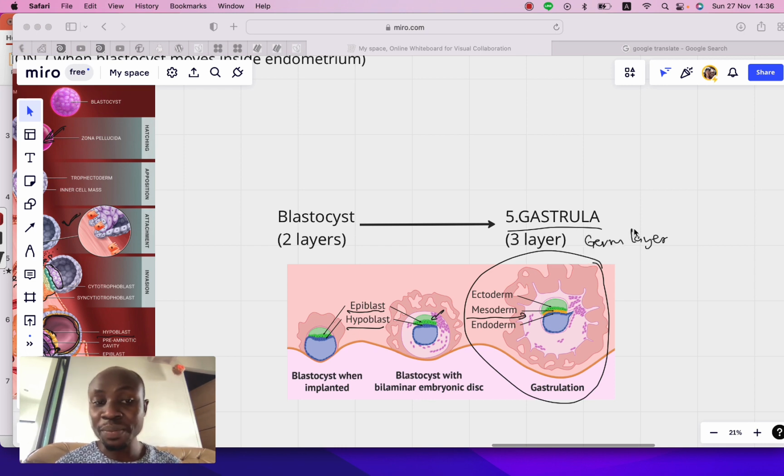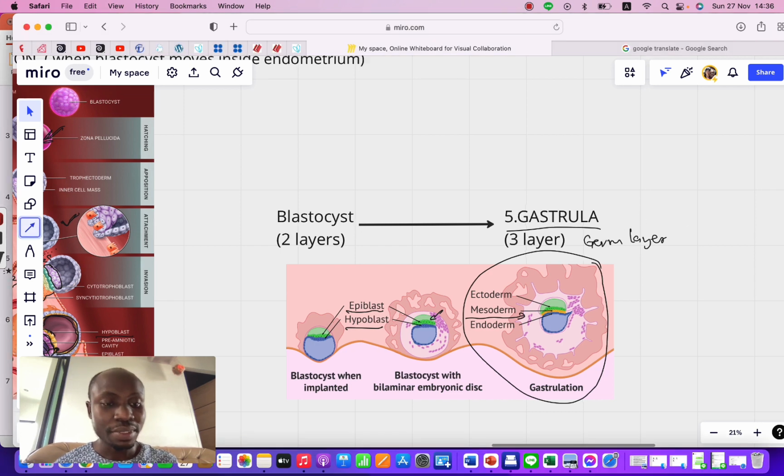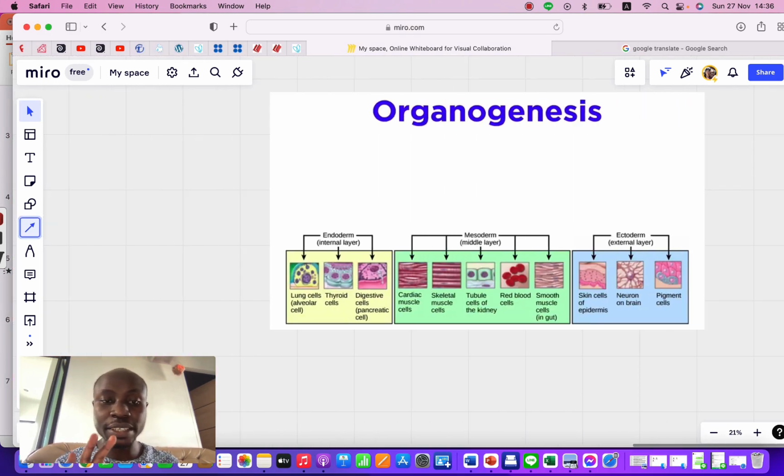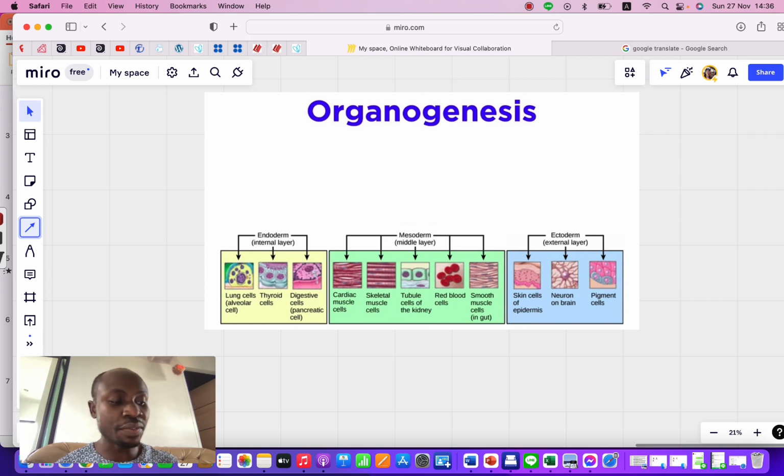They are very important. Why? Because these 3 layers are going to divide and form all the other cells in your body, the other organs. So let's take a quick look. The endoderm cells are going to divide to form some of the cells in your lungs, which help you to breathe, and other types of cells.